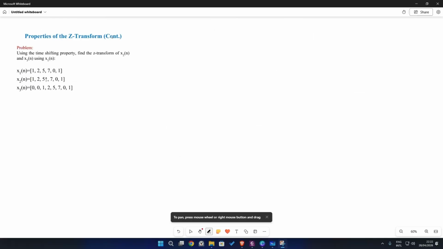So we are at our final stage. This is the last problem we're going to solve. The problem states that using the time shifting property, find the z transform of x2 of n and x3 of n using x1 of n.